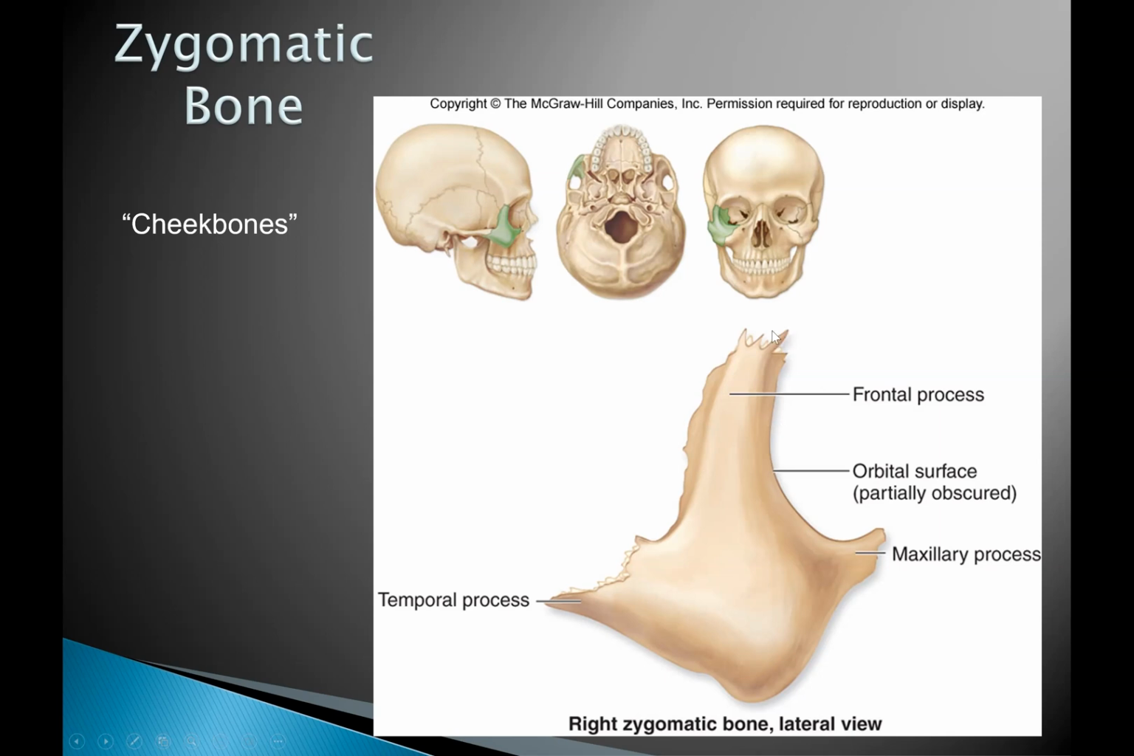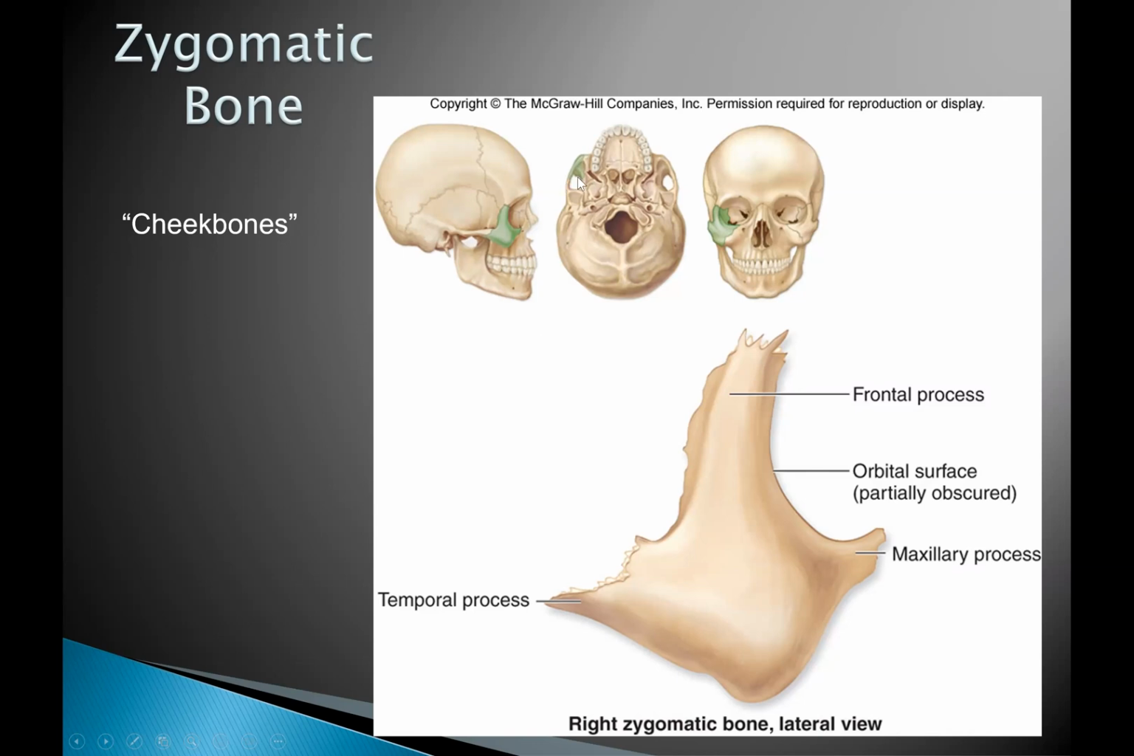So this part that sticks up, that goes up, is known as the frontal process. What do you think that will touch? What do you think this part will join up with? The forehead. Frontal bone, the forehead, yes, frontal bone, right? Temporal process touches the temporal bone, frontal process touches the frontal bone. Maxillary process will touch the maxilla. Yes, makes sense. Okay, so this will touch the maxilla. And then this part will form part of the eye socket, the orbital surface.